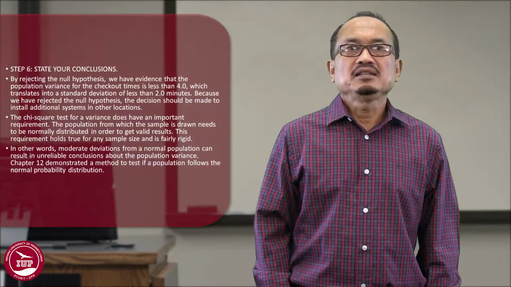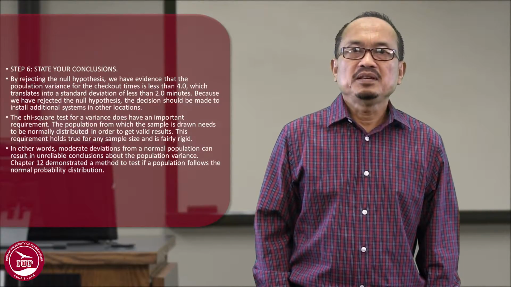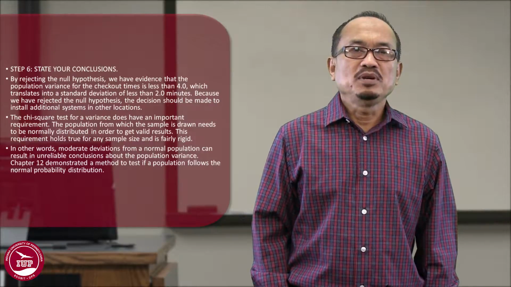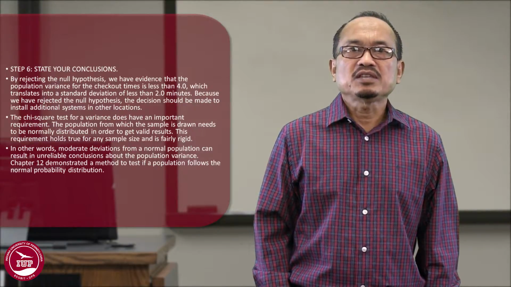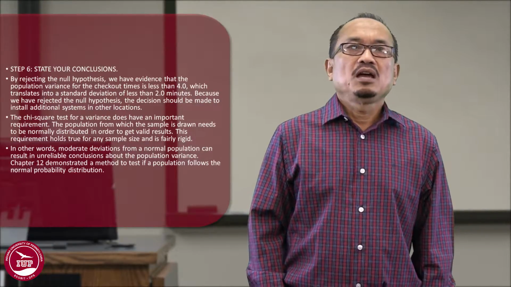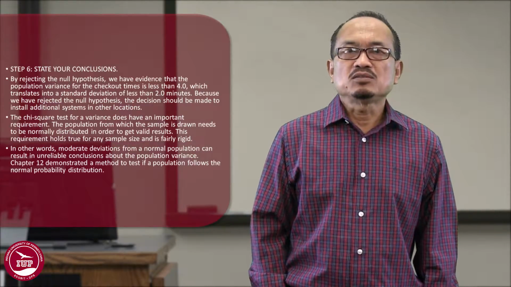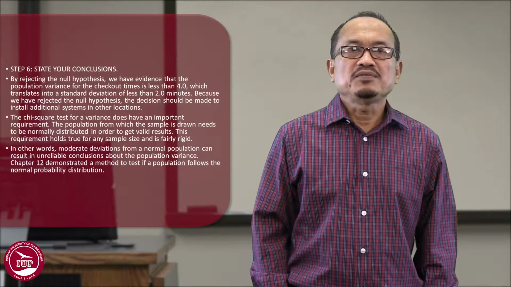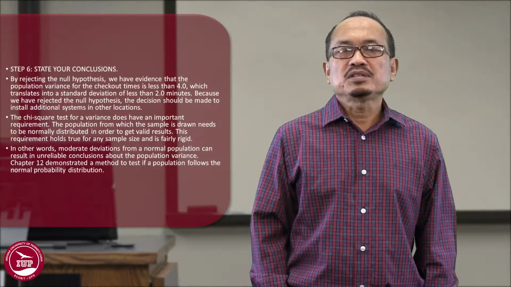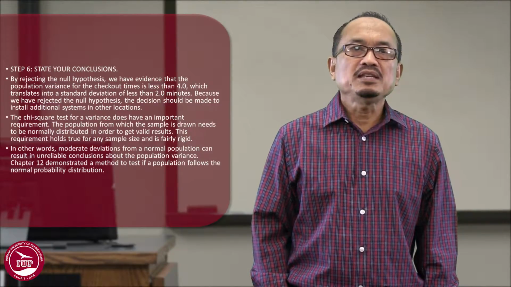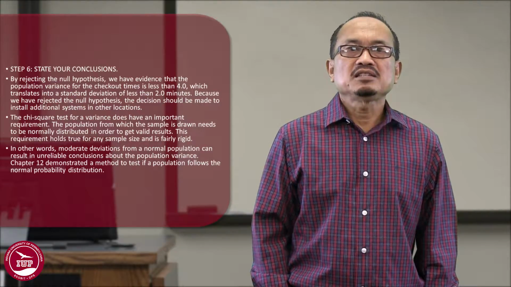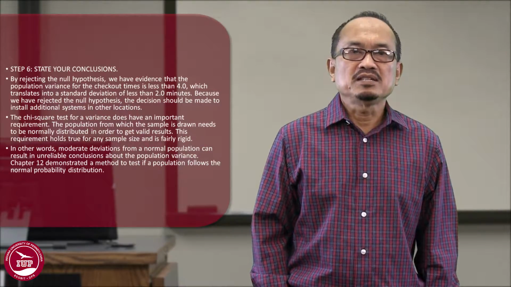Step 6. State your conclusion. By rejecting the null hypothesis, we have evidence that the population variance for the checkout time is less than 4, which translates into a standard deviation of less than 2 minutes. Because we have rejected the null hypothesis, the decision should be made to install additional systems in other locations.